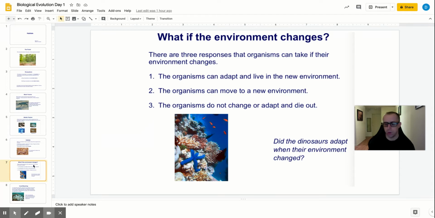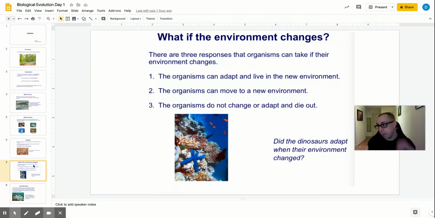So did the dinosaurs adapt when their environment changed? Okay, the dinosaurs went extinct. A large reason why dinosaurs went extinct was because they could not adapt to the environment. Not all animals went extinct during the time of the dinosaurs. There were mammals around at the time of the dinosaurs, and it is believed that dinosaurs went extinct because of an impact on Earth from an asteroid. And also, it is believed that there was a lot of volcanic activity back then.